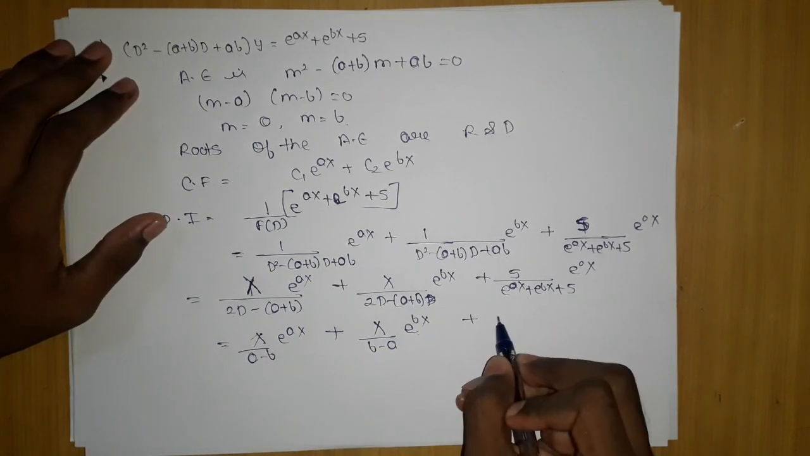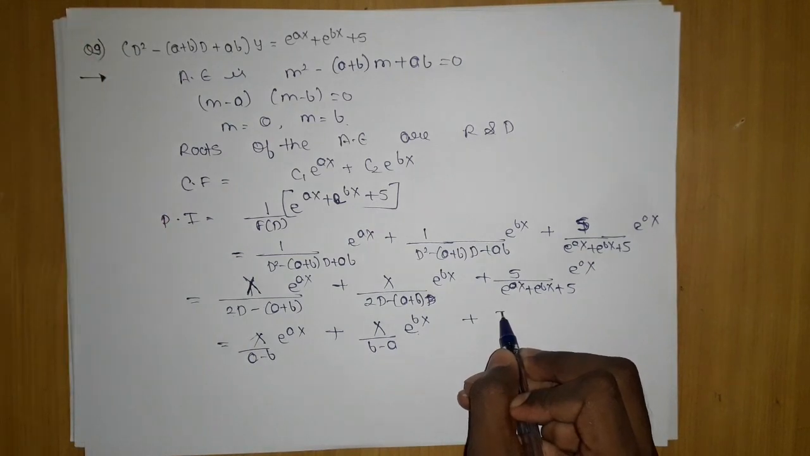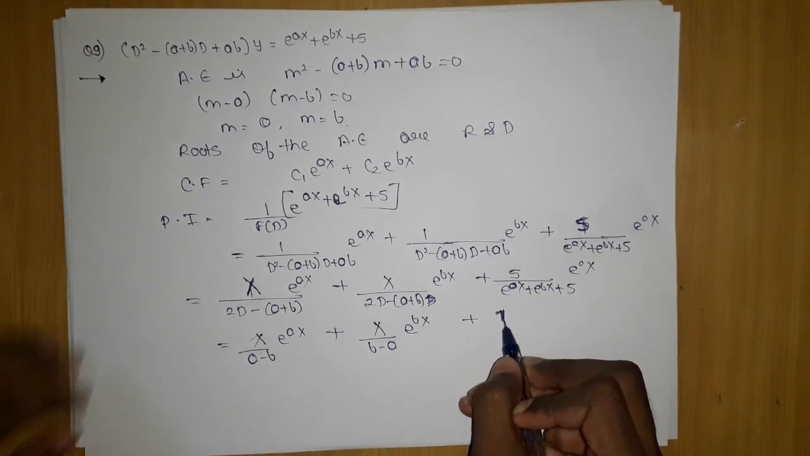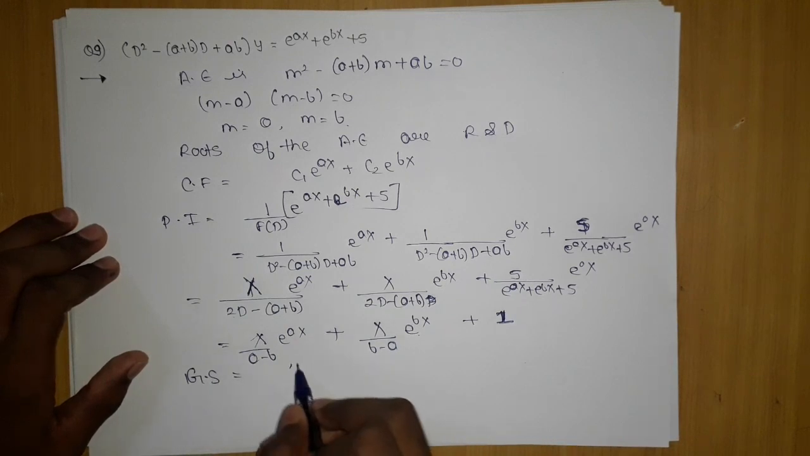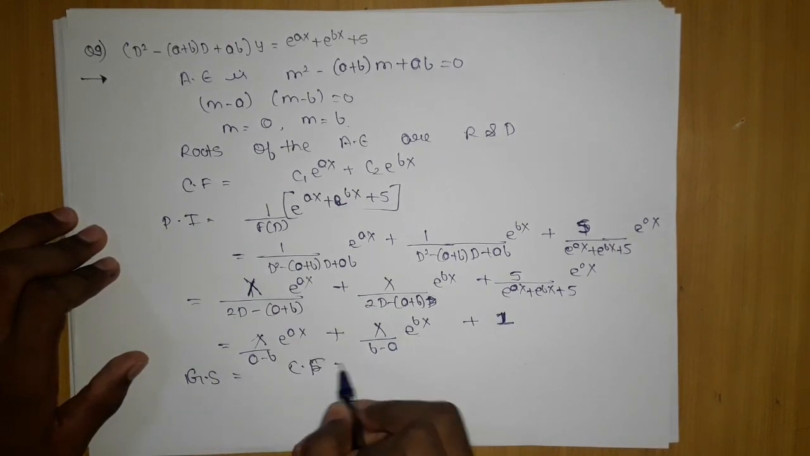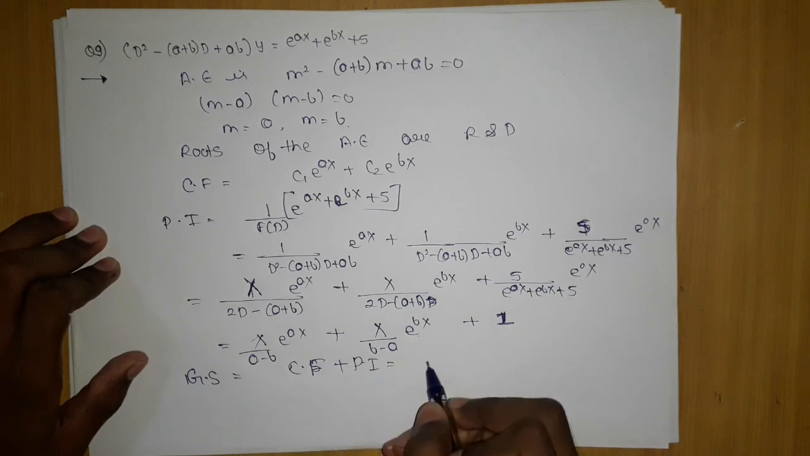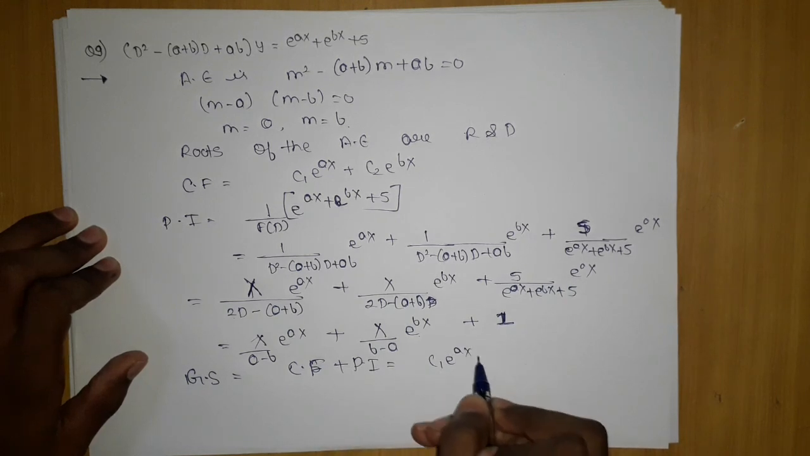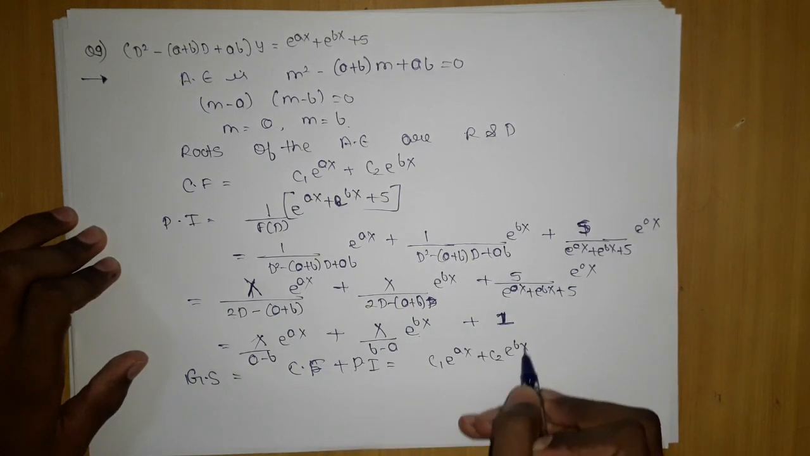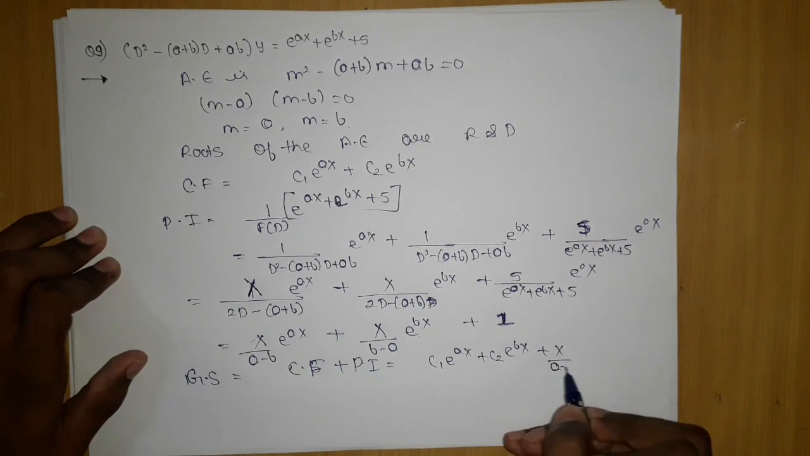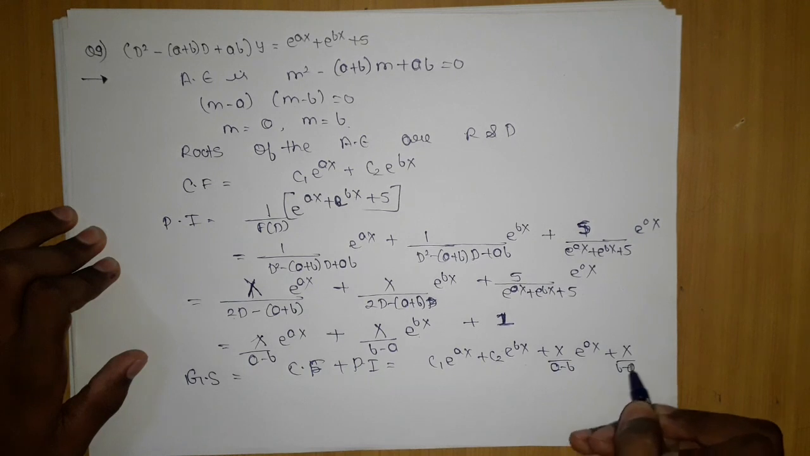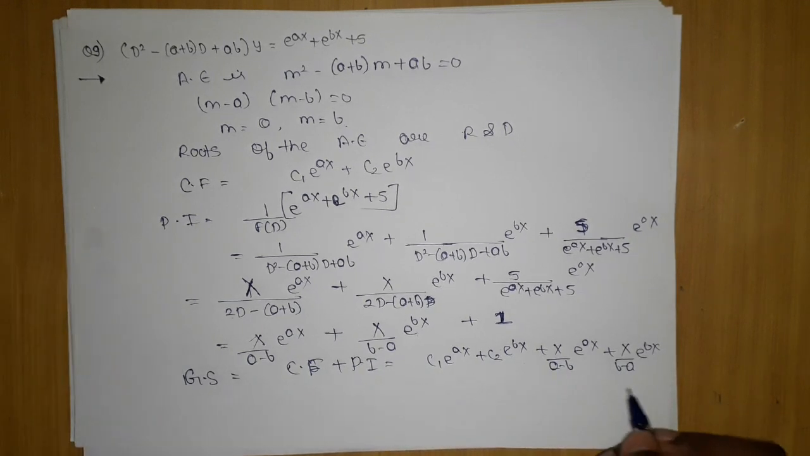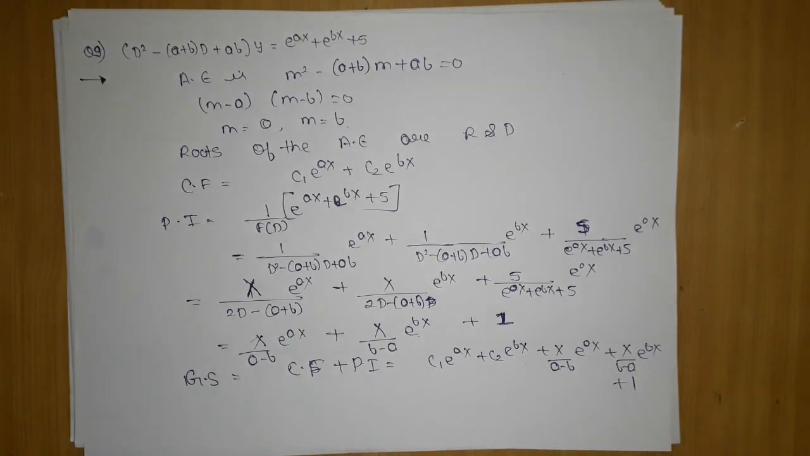Further on, if we substitute 5 by 5, we will get 1. So we are getting 1 as our answer. Our general solution will be nothing but the complementary function plus the particular integral, which is c1 e to the power ax plus c2 e to the power bx plus x by (a minus b) e to the power ax plus x by (b minus a) e to the power bx plus 1. So this is our required answer.